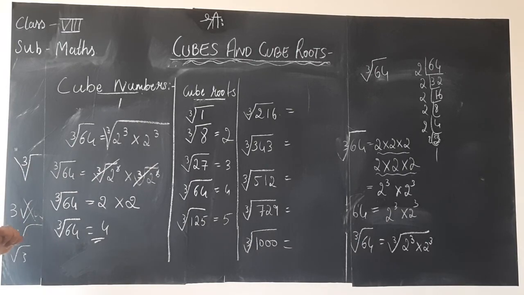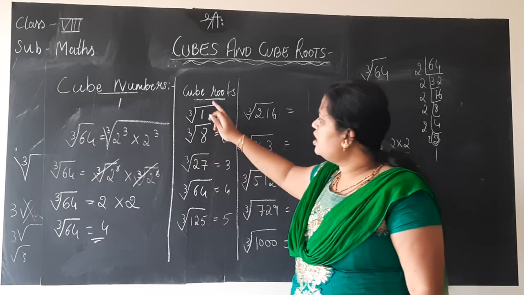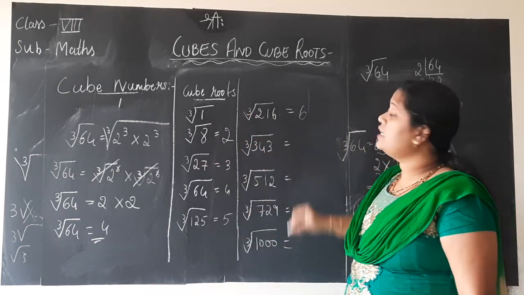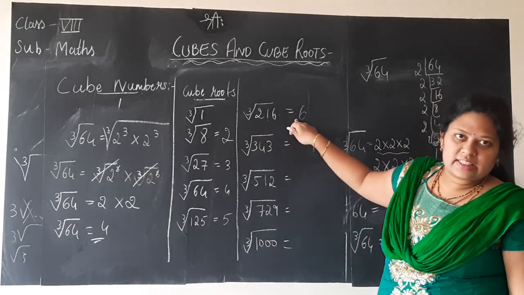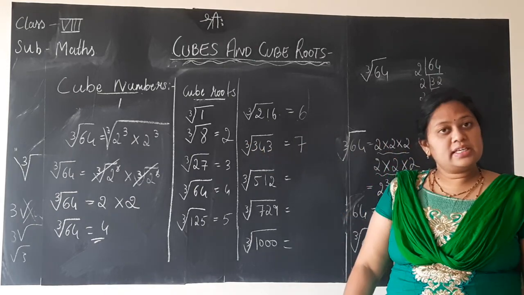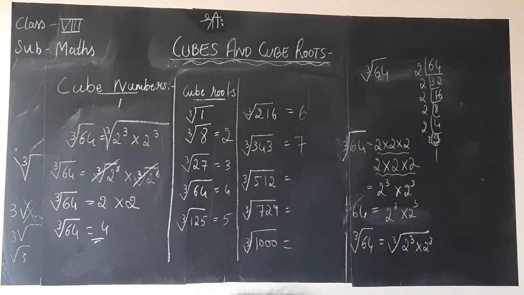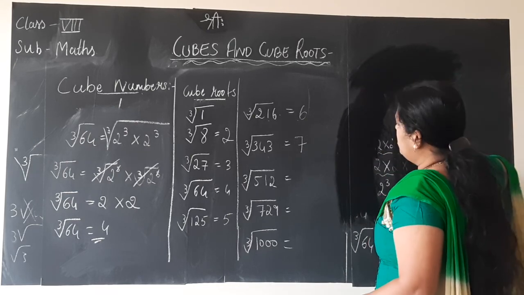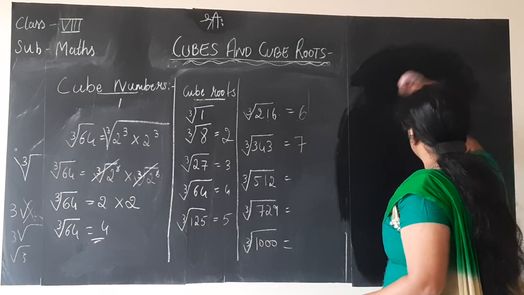I will show you for one more number. Before that, children, here we will find out. Now, what is cube root of 216? It is 6. 6 cube is 216. So, cube root of 216 is 6. Cube root of 343 is similarly 7. You can cross check. If you multiply 7 three times, you get 343, children. Similarly, cube root of 512. Cube root of 512 is 8.